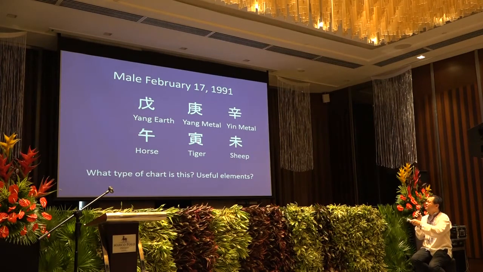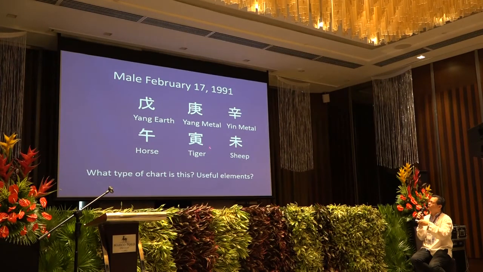So fire, what does fire do to earth? Fire produces earth. So I would say that this man has fire as the resource. He has to follow the resource chart. So the useful elements would be number 1, fire. And then number 2 would be, what produces fire? Wood. So number 1 is fire, number 2 is wood.